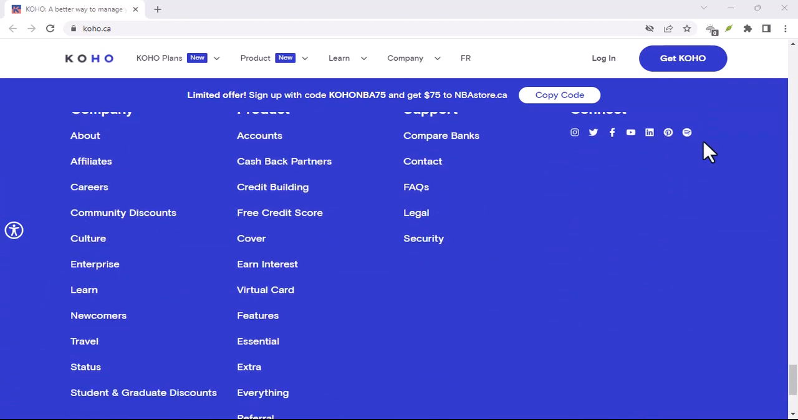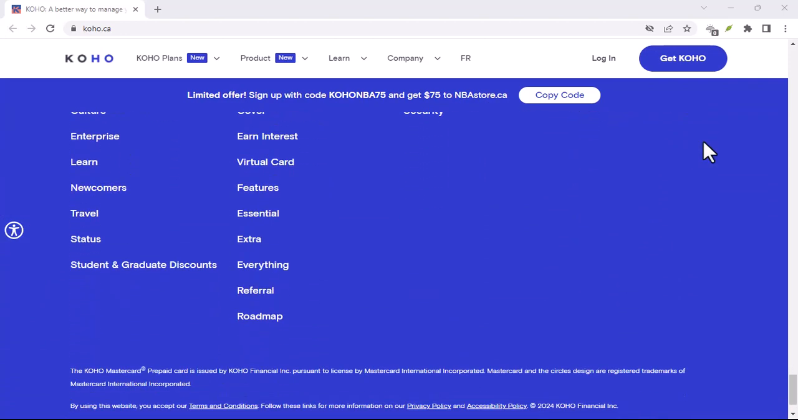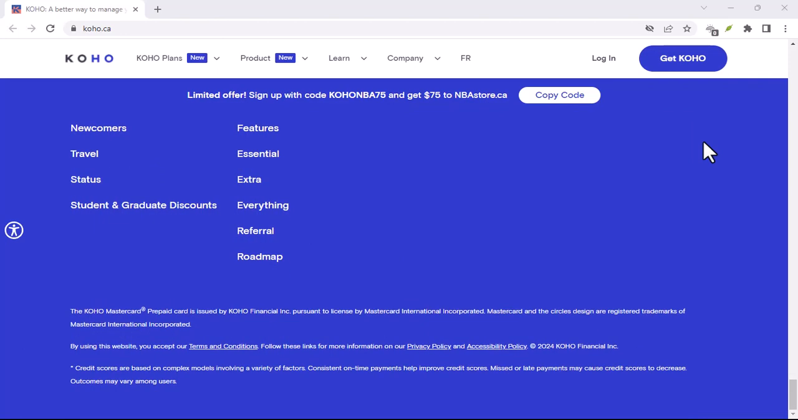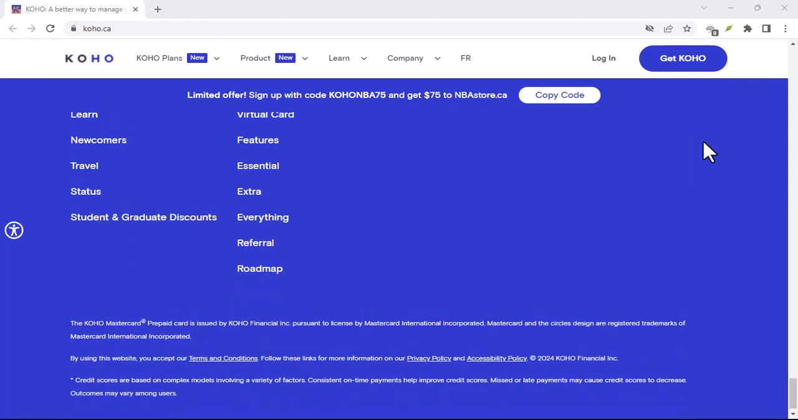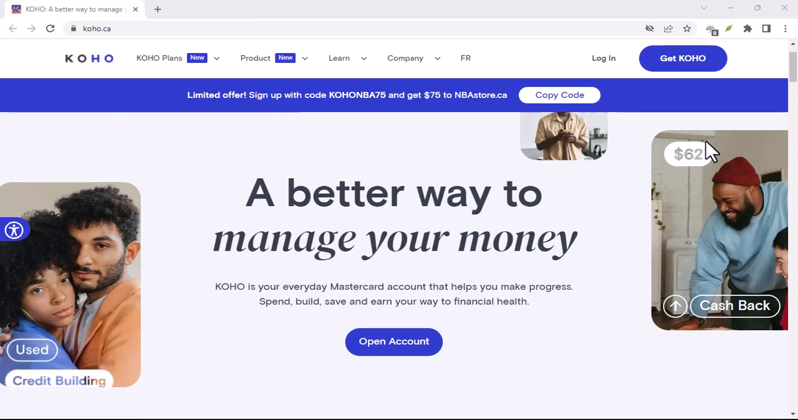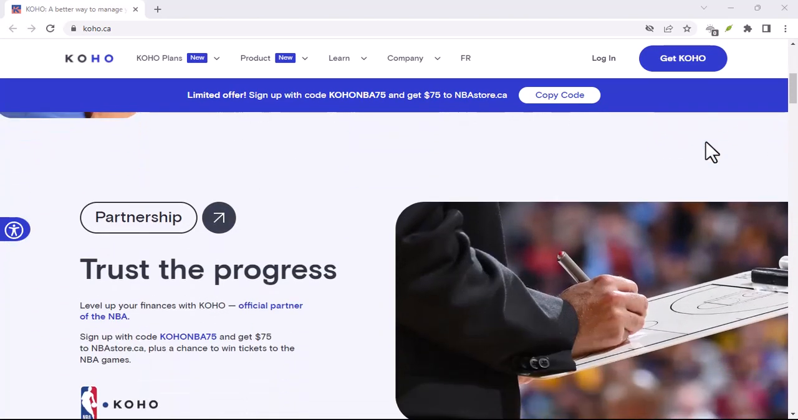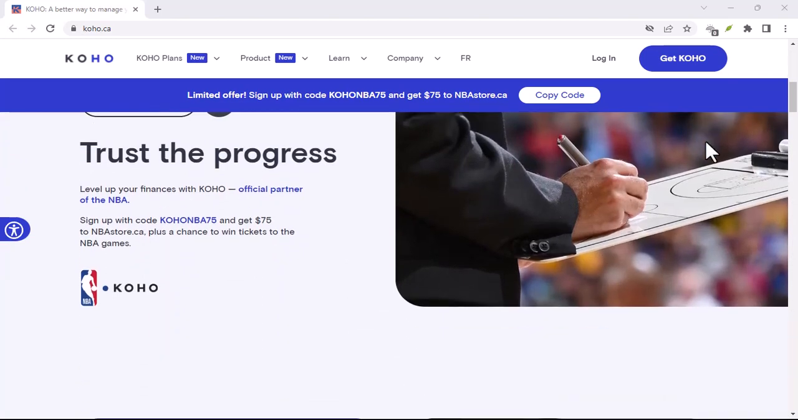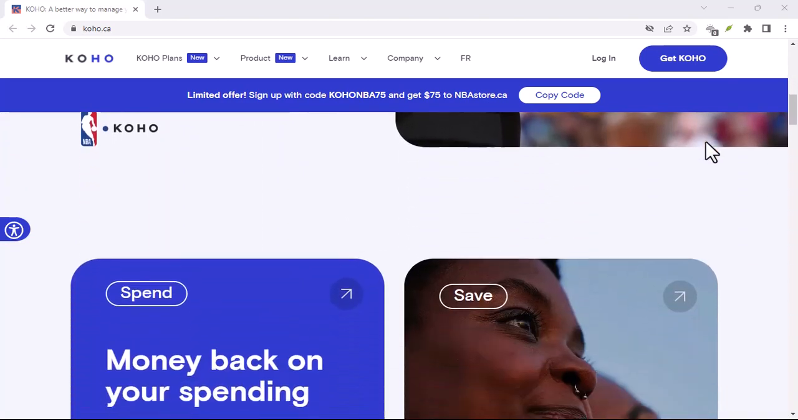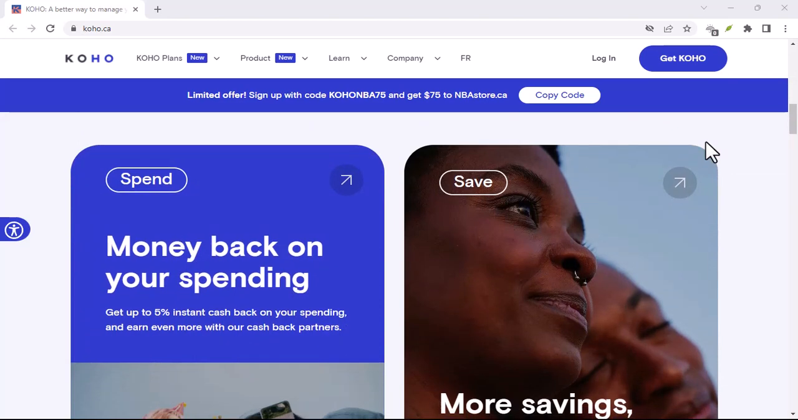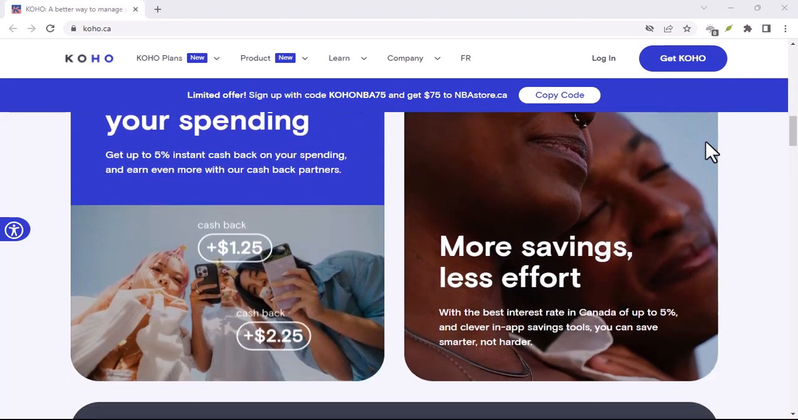Alright, enough with the suspense. Let's get down to brass tacks. Breaking down the KOHO transfer limits. KOHO categorizes transfers into three main buckets: direct deposits, Interac e-transfers, which are basically electronic money transfers between Canadian bank accounts, and KOHO to KOHO transfers, also known as K2K transfers.